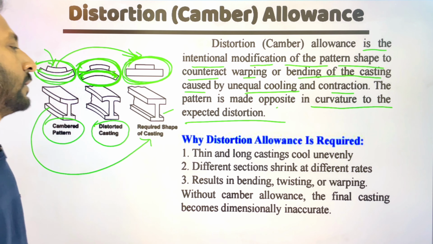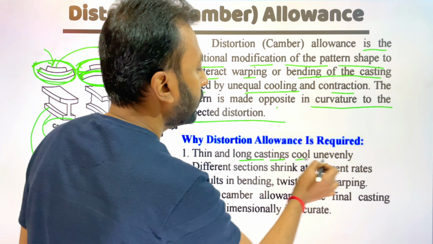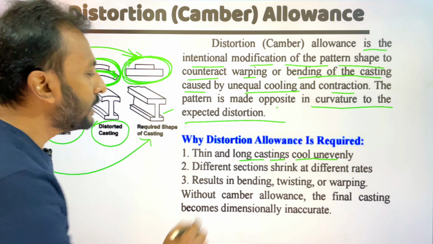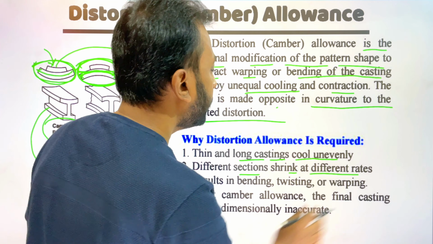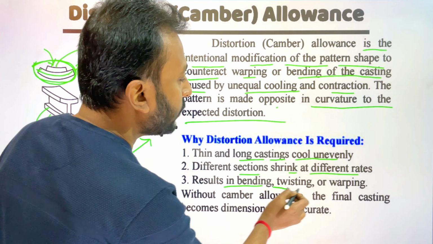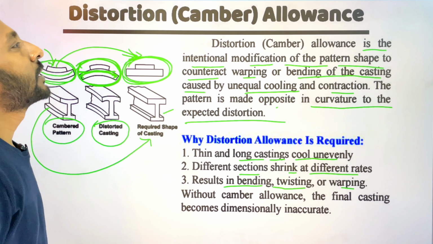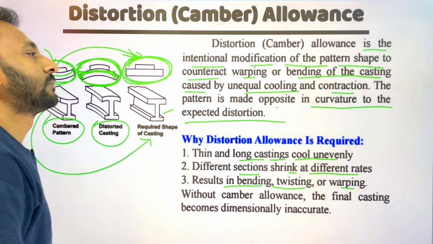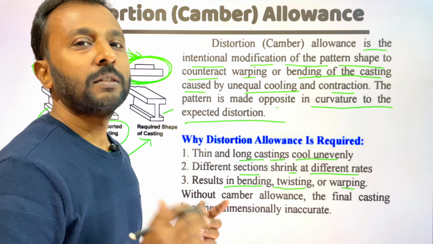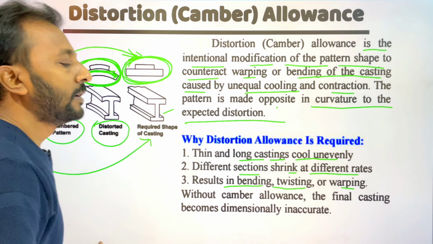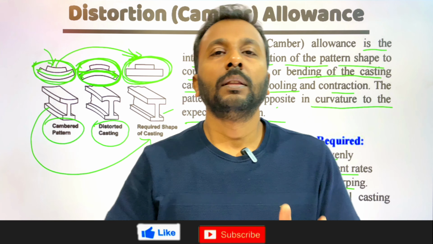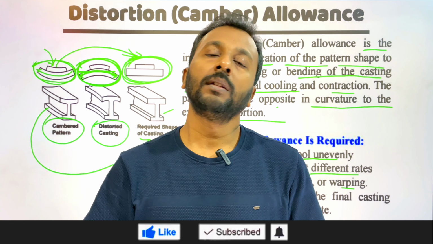And why is it required? Thin and long castings cool unevenly, different sections shrink at different rates, resulting in bending, twisting or wrapping. So that's why the distortion or camber allowance is added. No, it is not added, it is modified. So in this video I have discussed the pattern allowance and the types of pattern allowances.